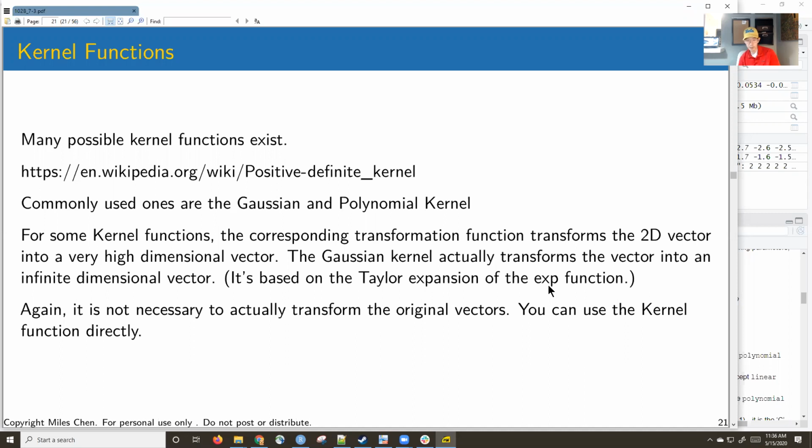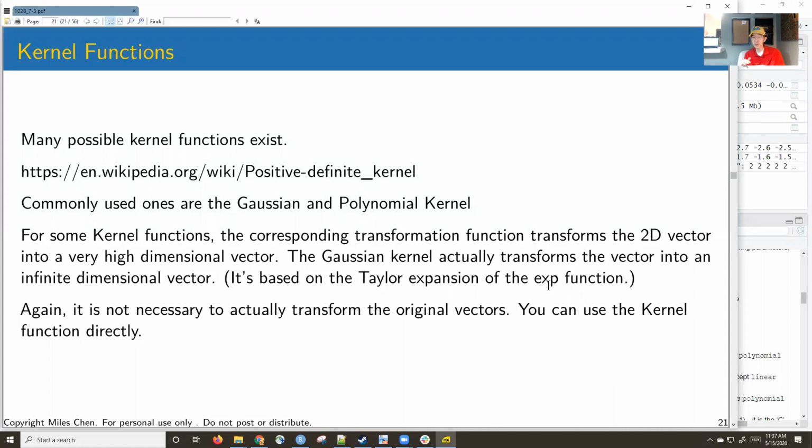And one of the most popular kernels is the radial basis function, or the Gaussian kernel. That kernel actually transforms a point in 2D into infinite dimensional space, okay? Because it's based on the Taylor expansion of the exponential function. And your Taylor expansion is an infinitely long series. And so it actually transforms your 2-dimensional vector into an infinite dimensional vector, and takes the inner product.